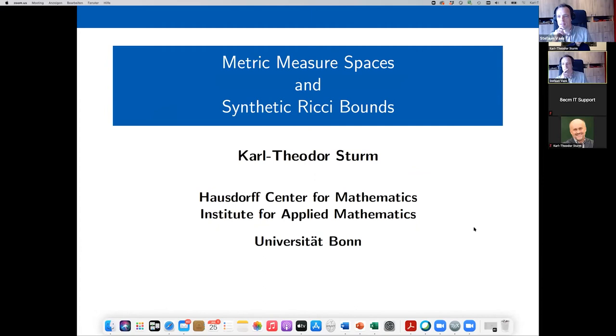So it's my pleasure to report on research of the last 15 years. There is a beautiful new field on metric measure spaces and synthetic Ricci bounds. And it's my pleasure to report on the development of this beautiful theory. So the basic objects we are interested in are metric measure spaces.